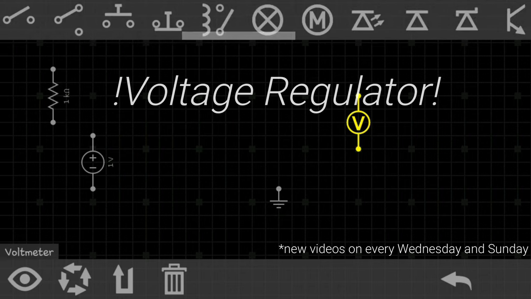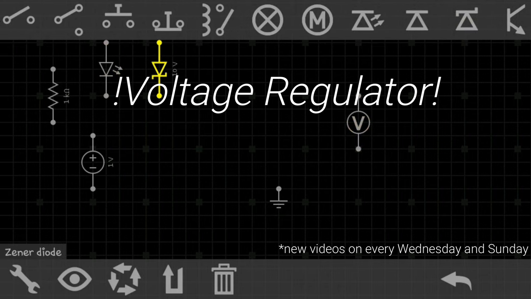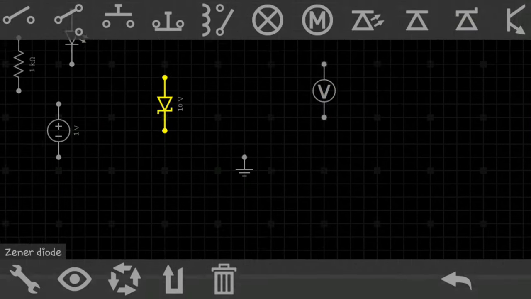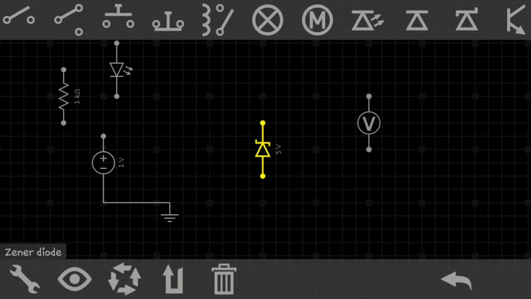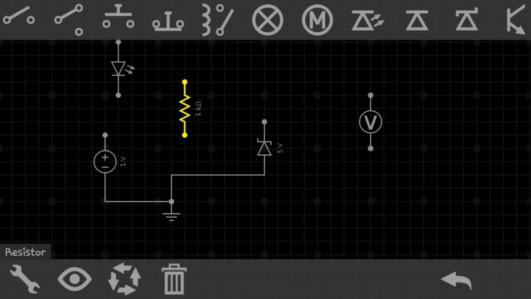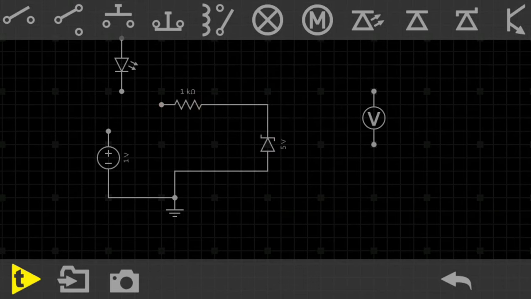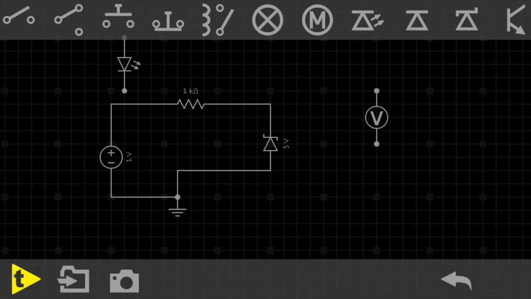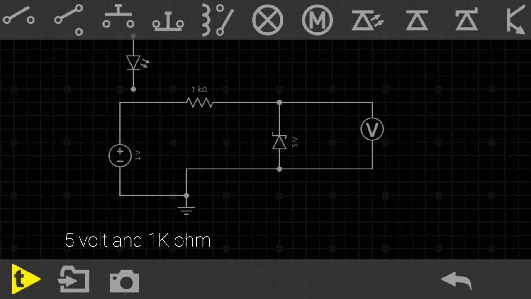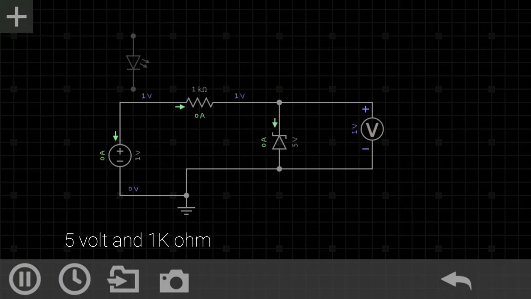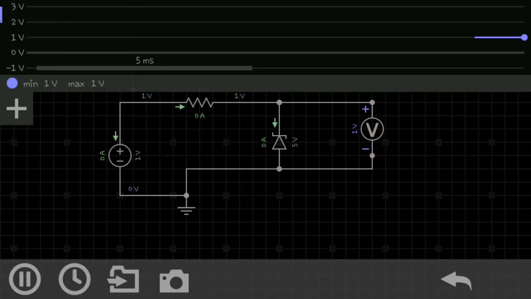Zener diodes are most commonly used as a voltage regulator. So let's build a voltage regulator and simulate it. This is a very simple circuit, and as you can see, I have set the breakdown voltage to 5V and used a 1 kilo ohm resistor for current protection.